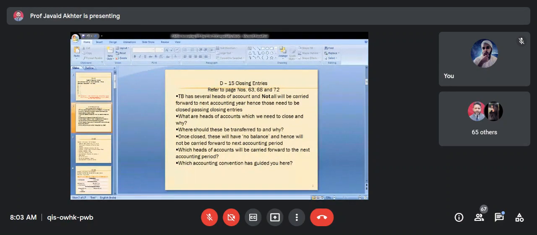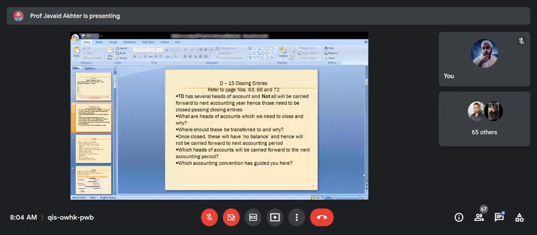Now, in order to proceed, one option was that students of commerce would just prepare the profit and loss account and balance sheet. So I'll take one more step and explain the closing entries, and thereafter we will prepare the profit and loss account and balance sheet. Here in this slide, I have asked you to refer to pages 63, 68, and 72 of the teaching material. Do you all have that teaching material with you right now?